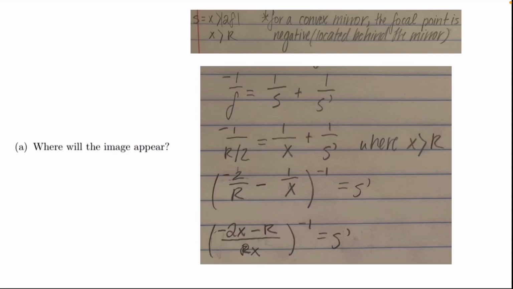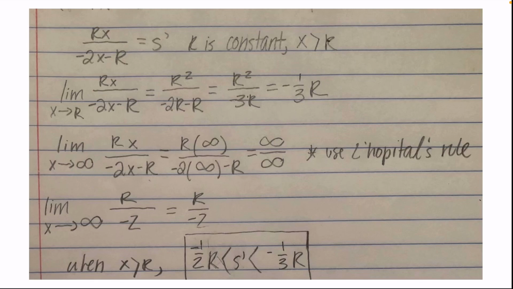And once you plug those in, I simply simplified this expression down until we're going to see what I get in the next slide. Rx over negative 2x minus r equals s prime, with r being constant and x being bigger than r. So now to find the range of values that s prime will be, or the range of locations that that image is going to be located at, I evaluated the limit for the expression at r and infinity, because those are the only values that x can be. x is going to be between infinity and r.